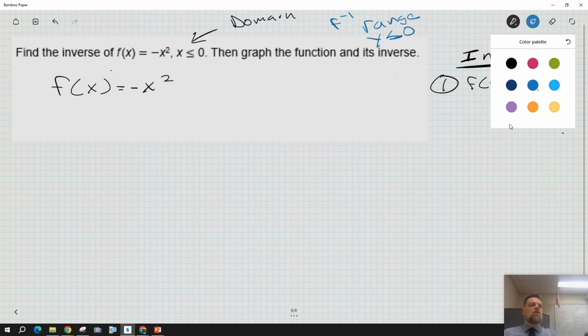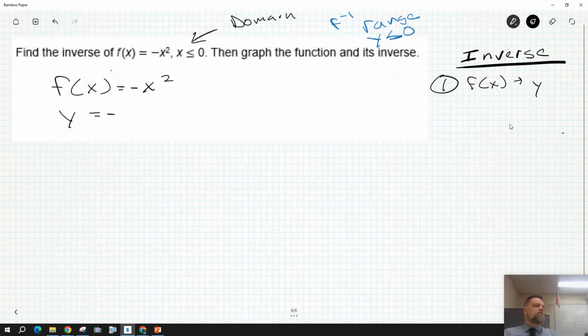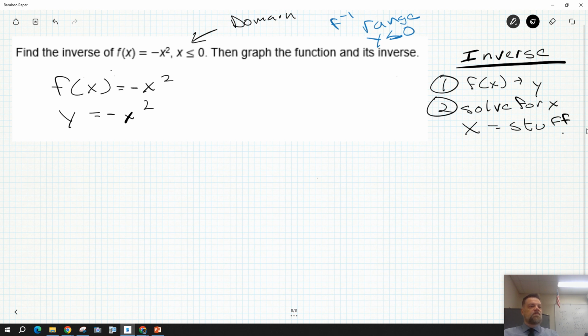All right, so replace f of x with y. What's step 2? Solve for x. So that means when we're done, we should have x equals some stuff. Oops, I misspelled the word stuff. That's some weird kind of shorthand there. All right.